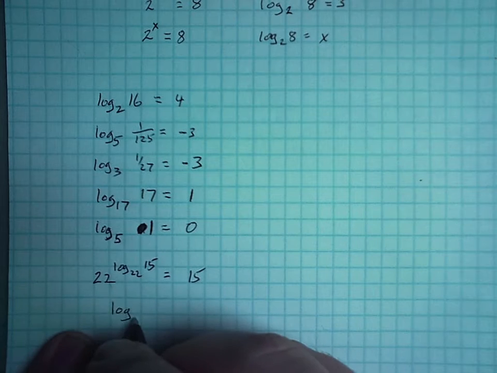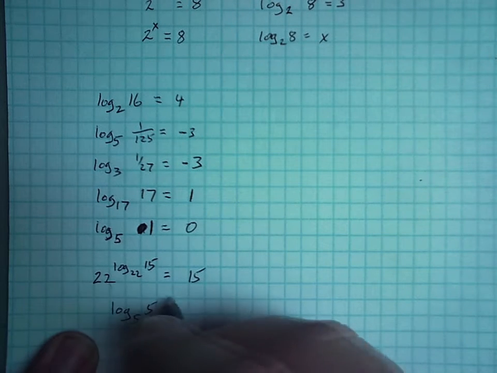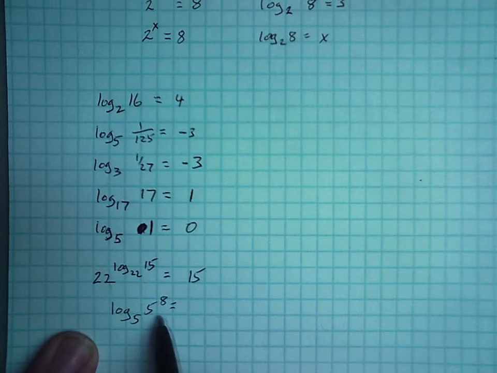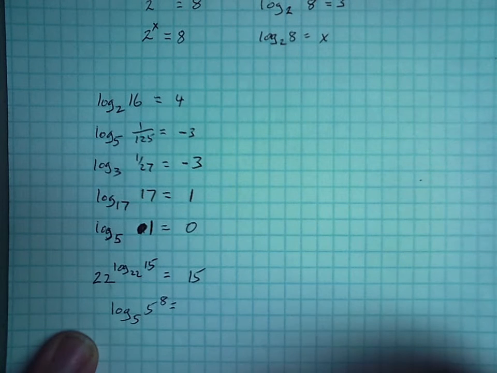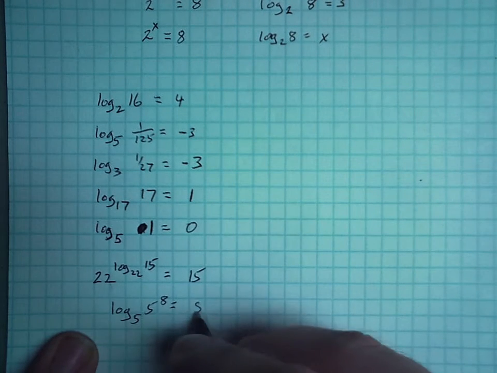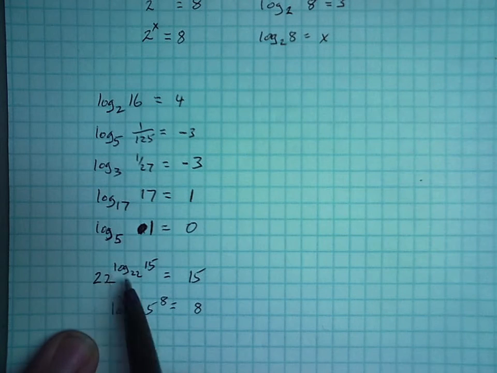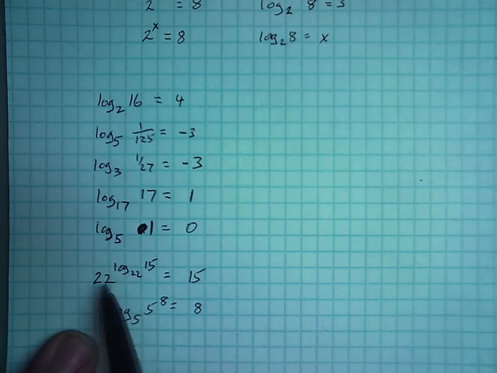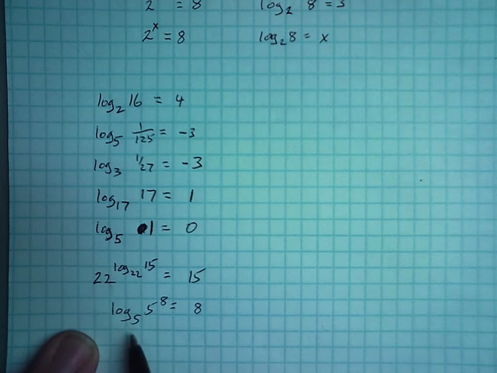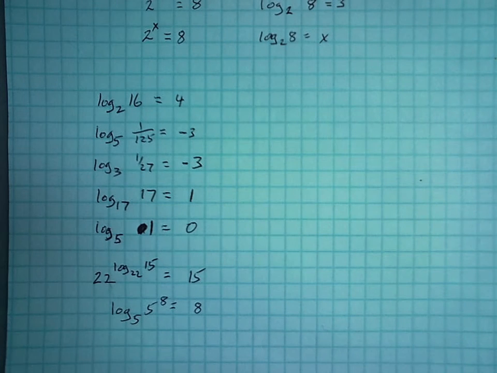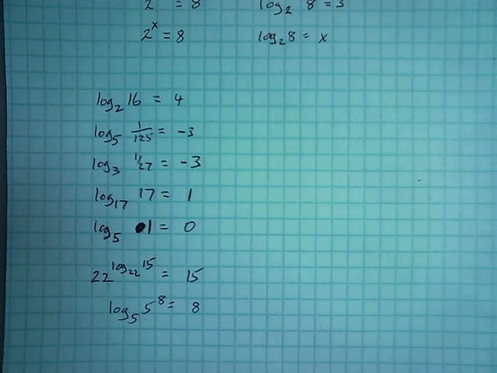Similarly, if you do log base 5 of 5 to the 8th, what power do you stick on 5 to get 5 to the 8th? Well, 8, because it's 5 to the 8th. So they're opposites, so as long as they have the same base, an exponent that is a logarithm will cancel, and a logarithm of an exponent, or I should say of a power, will cancel. If they have the same base, they will cancel.